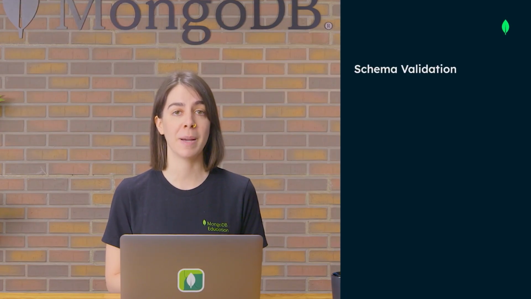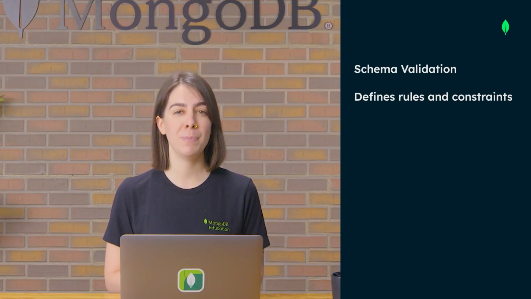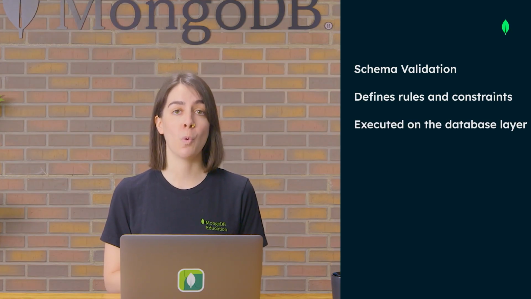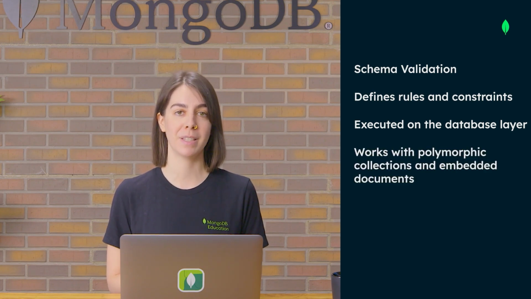Now, some applications require a more rigid schema to ensure consistency. MongoDB offers schema validation that's enforced by the database itself. You can define rules and constraints, much like in a relational database, to keep your data clean and consistent. The validation occurs directly in the database, no matter which application or user is accessing it. Schema validation also works with polymorphic collections and embedded documents.